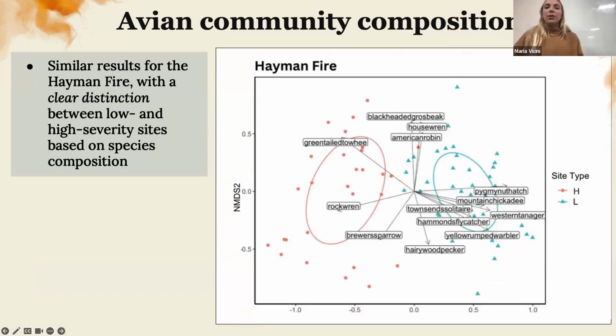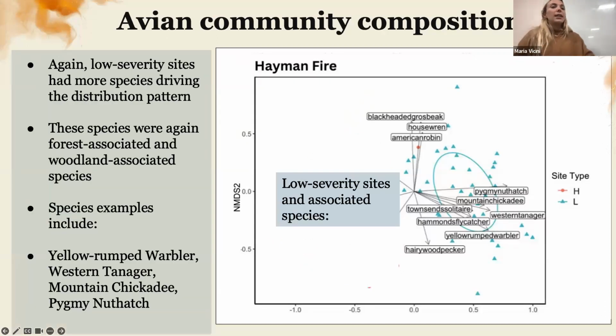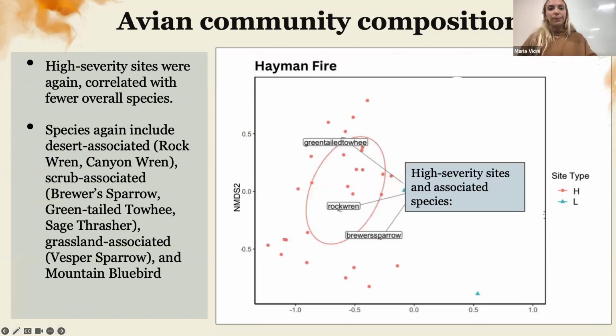Looking at the Hayman Fire, these trends continue. So you can see again that clear distinction between high and low severity sites, and they're even more separate on this graph, where there's no overlap between the ellipses. Again, the low severity sites had more species overall driving their distribution pattern, and they were again mostly forest and woodland associated species. So similar species here included the yellow-rumped warbler, the mountain chickadee, the western tanager, and then at the Hayman Fire, the pygmy nuthatch was a really dominant species at low severity sites.